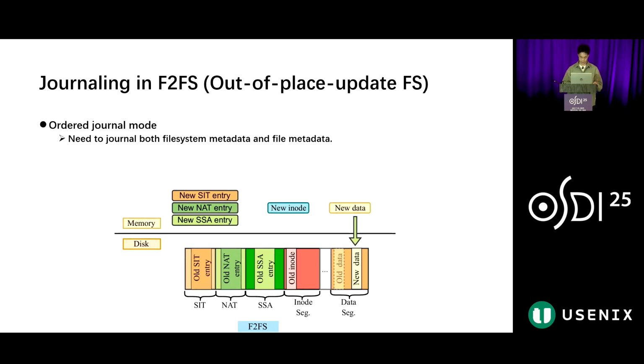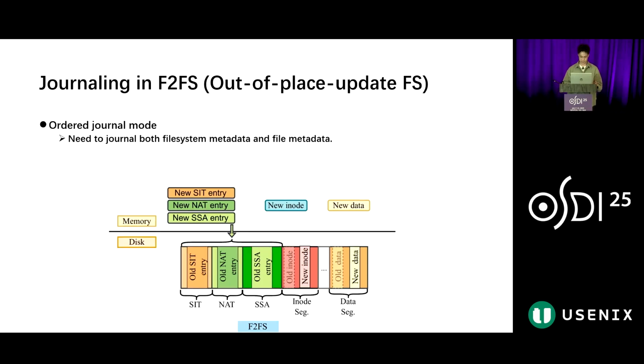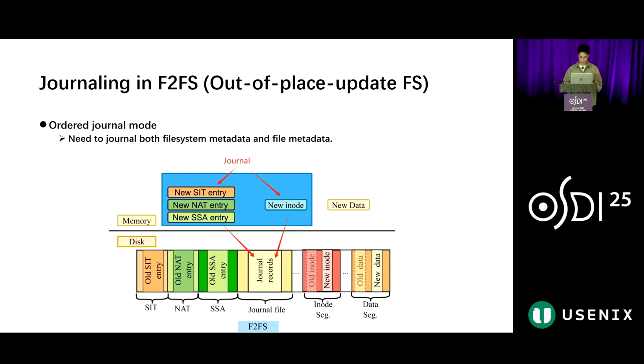So to persist the file system, we need to first flush the data to the new location, and then persist the new inode to a new location. And finally, we write back the file system metadata to their final location.